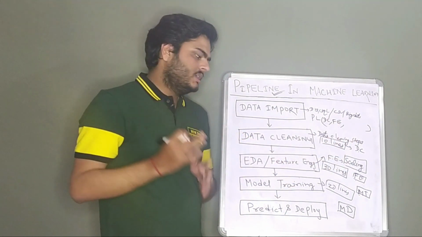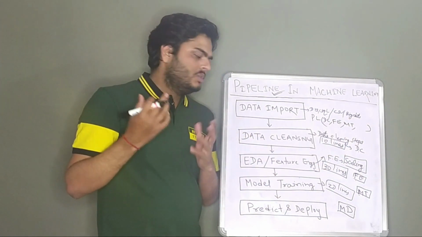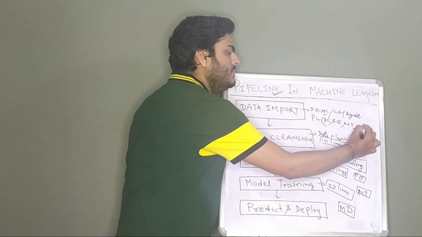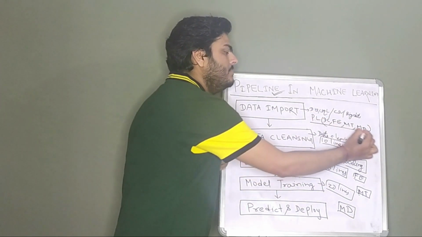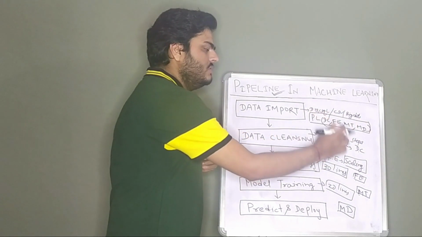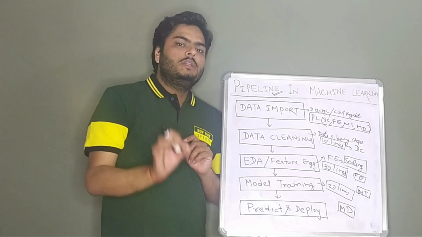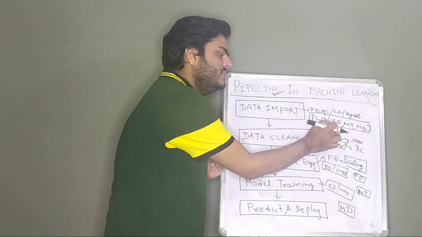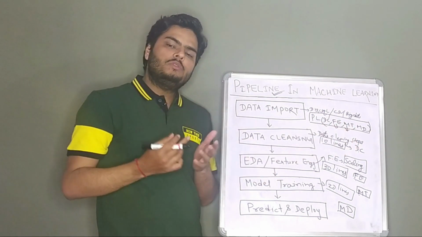What you want to execute next? You want to execute model training, write MT. What you want to execute next? Model deployment, write MD. Give your input data here with your pipeline, and all these things will be executed one after another. And as I told you, the output of DC will be consumed by FE, the output of FE will be consumed by MT, and so on and so forth.